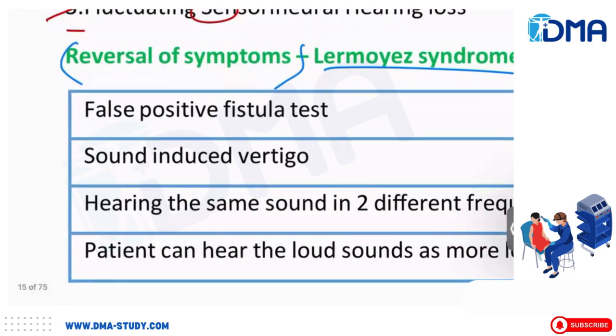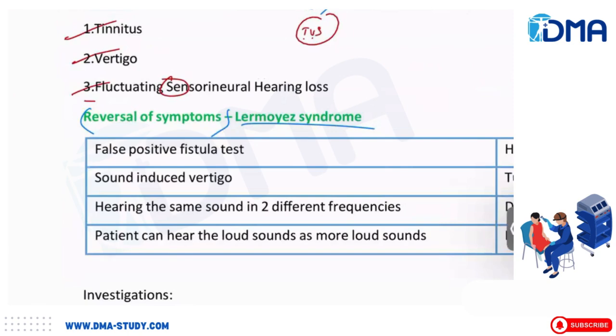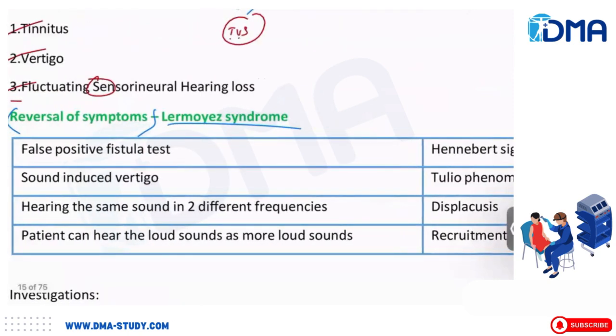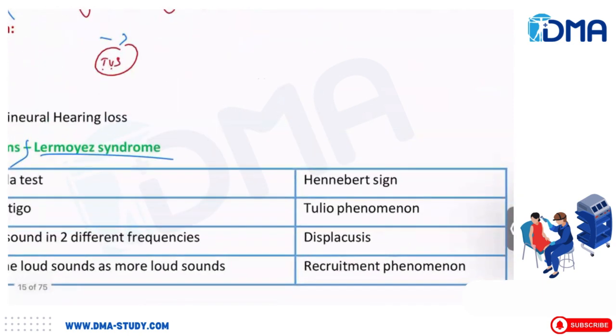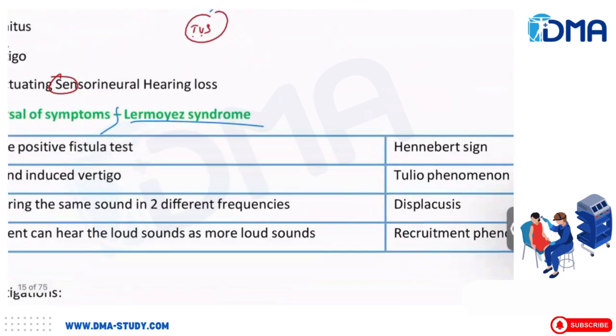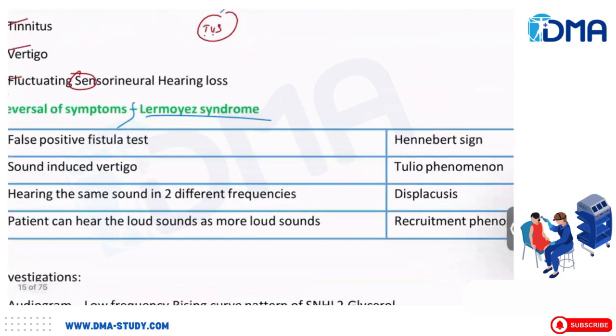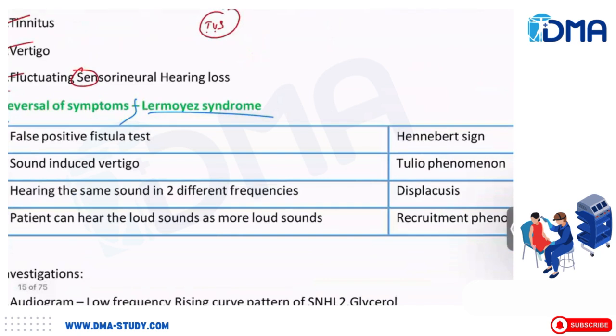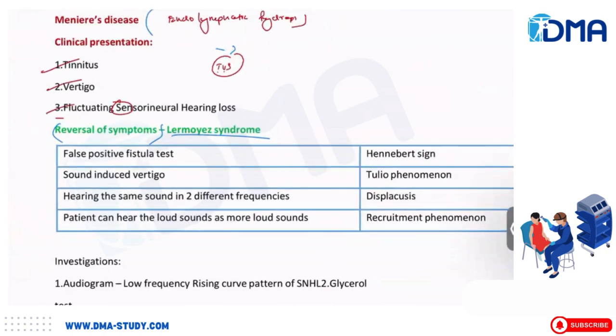All right. Now, 4 important signs in Meniere's disease: false positive fistula test, Hennebert sign; sound-induced vertigo, Tullio phenomenon; hearing 2 sounds in 2 different frequencies, diplacusis; and the patient can hear loud sounds as even louder, which we have already seen, recruitment phenomenon positive.